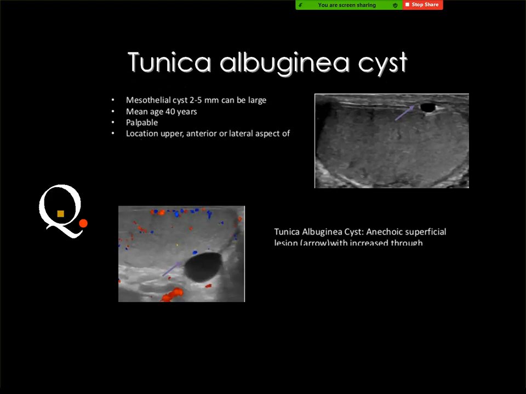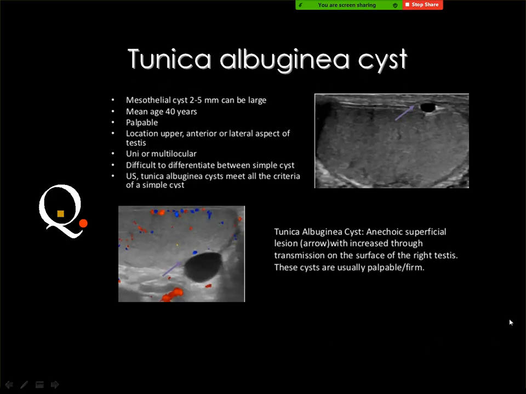Tunica albuginea cyst. Very good. And this is tunica albuginea cyst, and this is the cyst which is located peripherally outside or even on the margin of the testis, which is not similar to that present within the testicle itself.